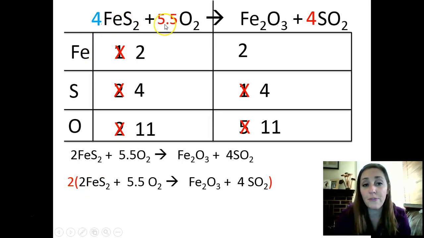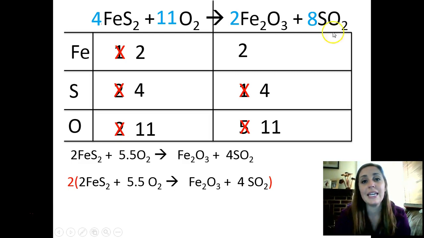My 5.5, that was what I was trying to fix. That's now also multiplied by 2, turns into 11. Here, you don't see anything, but if you don't see anything, you know that's a 1, so that turns into 2. And my last one, 4, when that gets multiplied by 2, that becomes 8. Here's my balanced chemical equation. So my coefficients are 4, 11, 2, and 8. If you have any questions on this one, be sure to ask a teacher.